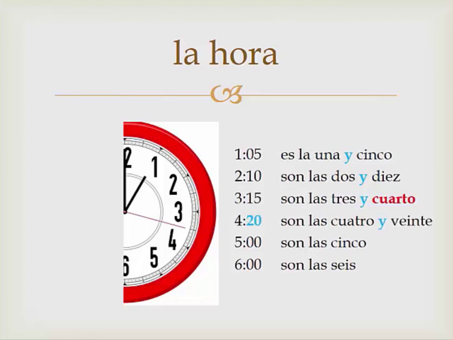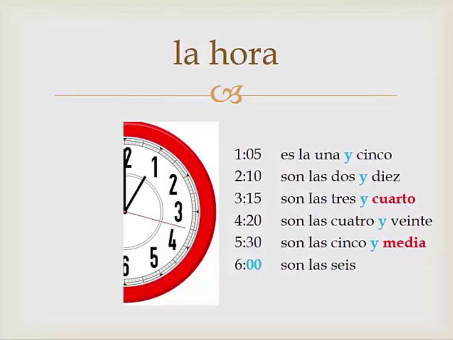4:20. Son las cuatro y veinte. 5:30 will not be 5:30. It will be son las cinco y media. Media means half. So it is 5.5. As if you're dividing a pie into 4 different pieces, this is half the pie. Son las cinco y media.